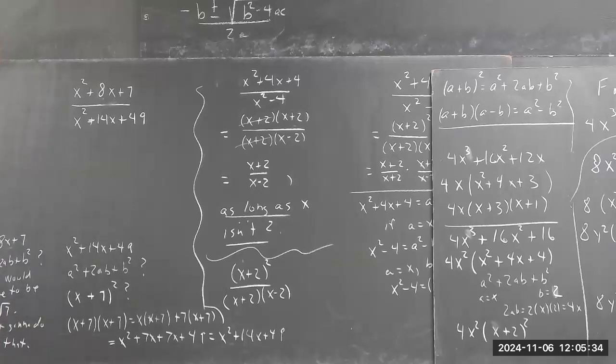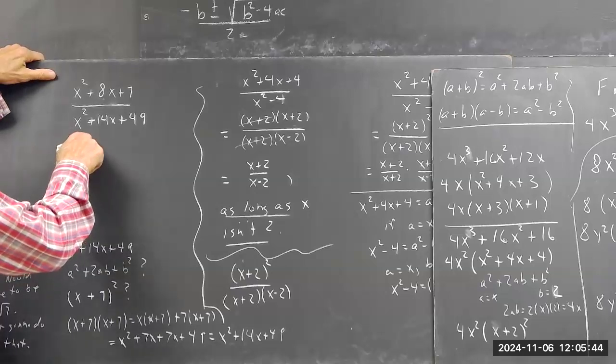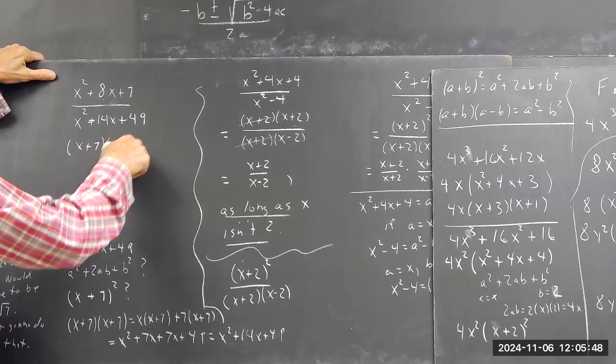It would have to be square root of 7. I'm not going to do that. Okay, I'm not going to mess with that. So we try to factor it another way. Well, turns out it's pretty easy to factor. It's x plus 7 times x plus 1.